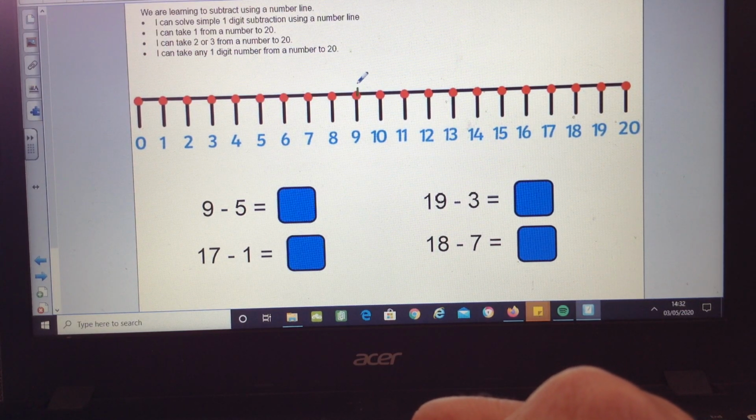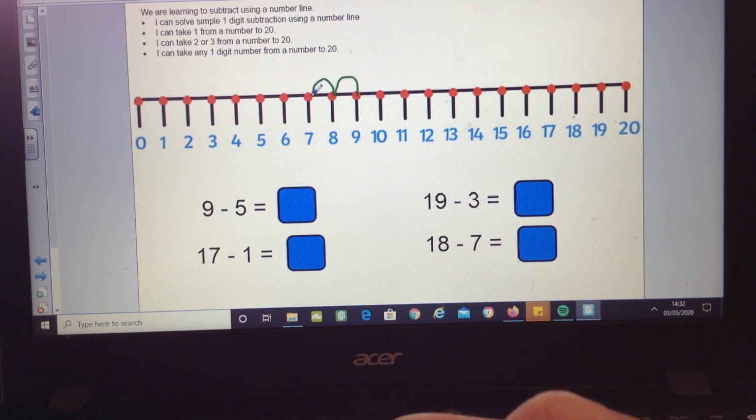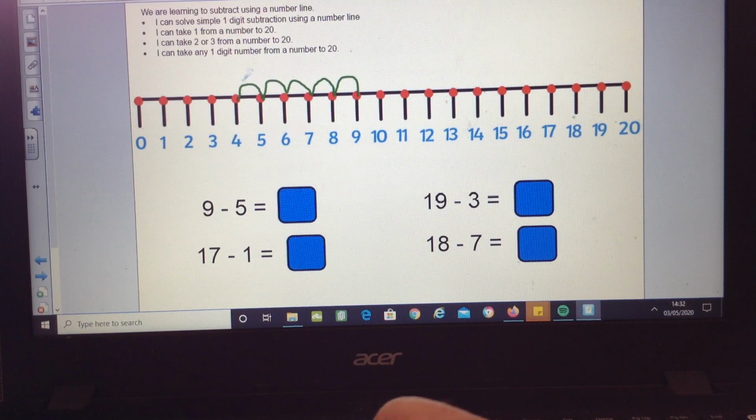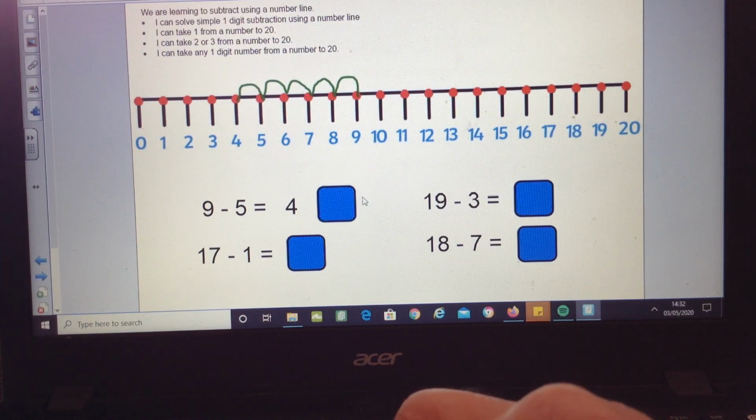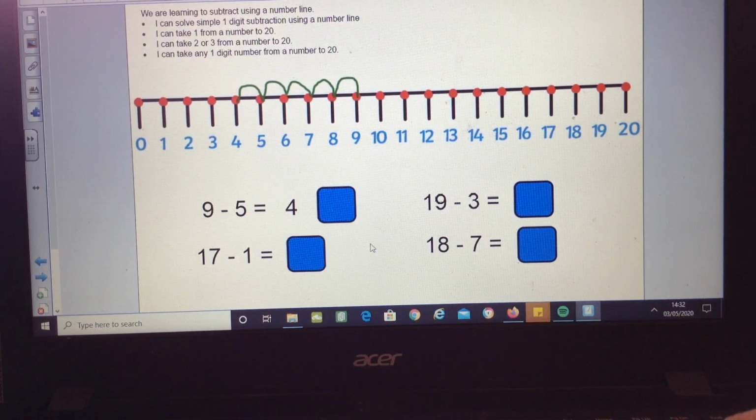9 take away 5, 9 take away 1, take away 2, take away 3, take away 4, take away 5. So 9 take away 5, I've landed on 4. 9 take away 5 is 4.